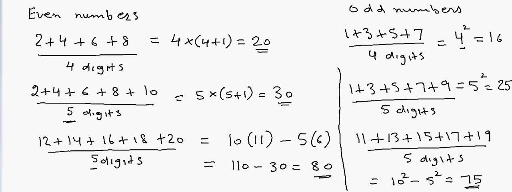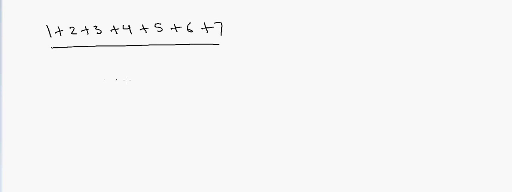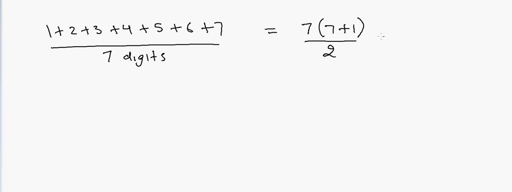So you can see that this is how you can add numbers in series. Now what about just adding any number in the series? Suppose I have 1 plus 2 plus 3 plus 4 plus 5 plus 6 plus 7, and I want to add them together. So the formula in that case is, we have 7 digits, so the answer will be equal to 7 into 7 plus 1 divided by 2, so that is 28.